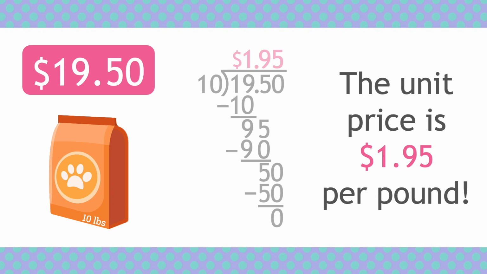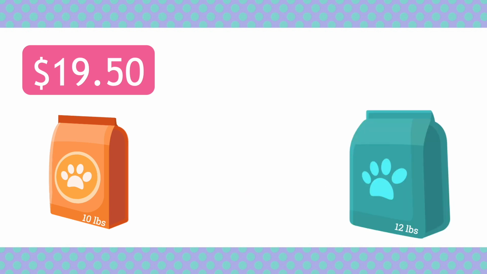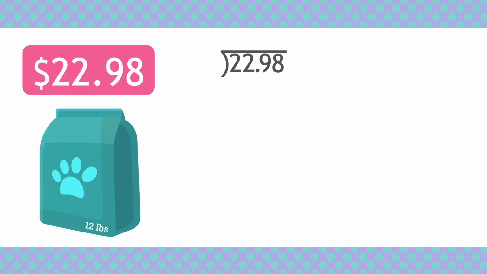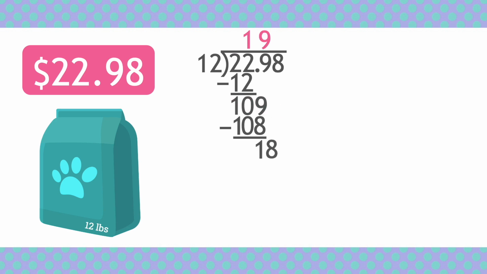But wait! Instead of buying the 10-pound bag of dog food, you could buy a slightly larger 12-pound bag for $22.98. To determine which bag of dog food is a better buy, we must first find the unit price. We divide $22.98 by 12 since there are 12 pounds of dog food in this bag. Let's take a closer look at the division for this problem. 12 divides into 22 1 time, 12 divides into 109 9 times, and 12 divides into 18 1 time.